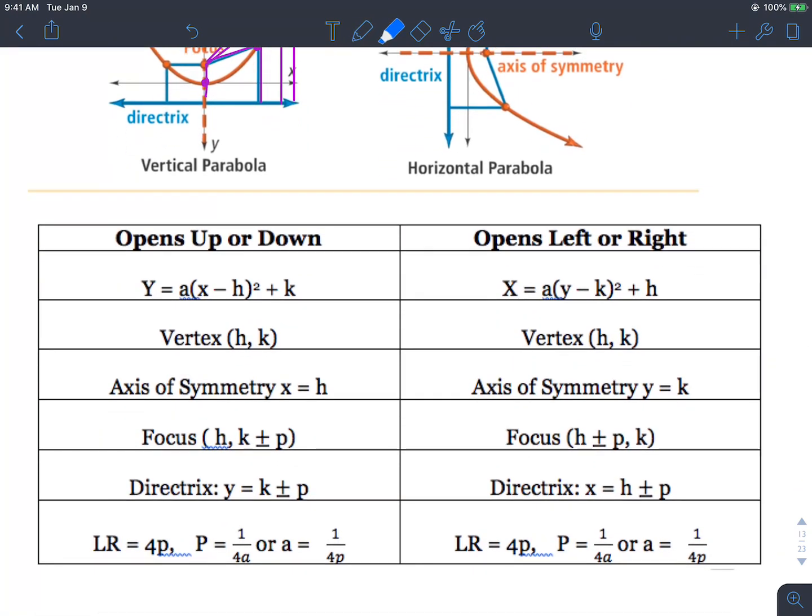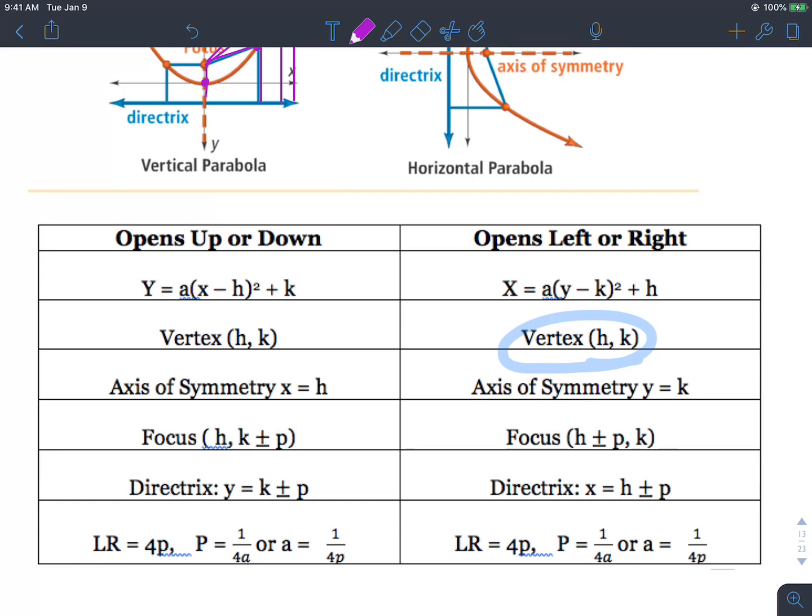So, depending on if it's opening up or down, notice you're going to use your normal vertex form of a parabola. We've seen that for a while. But what's different here is over here on the right, where it's x equals. Notice everything is switched about it. Instead of y, you got x. Instead of x in the parentheses, you got y and k. And then you got the h on the outside. Now the vertex we're still going to write is h comma k. You just got to know that that is now switched.